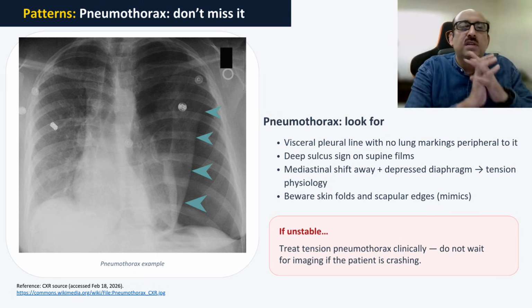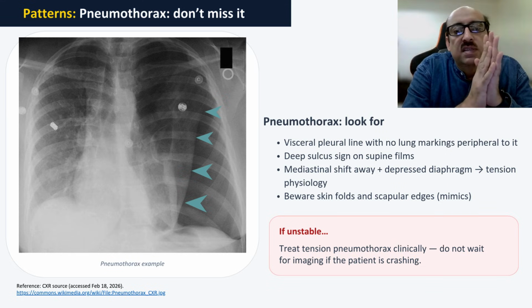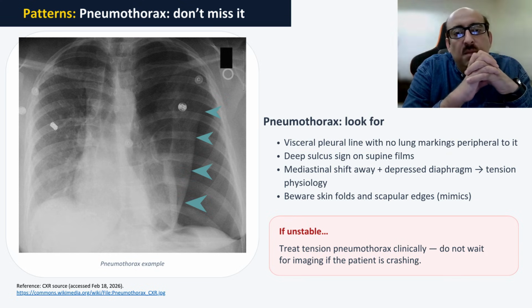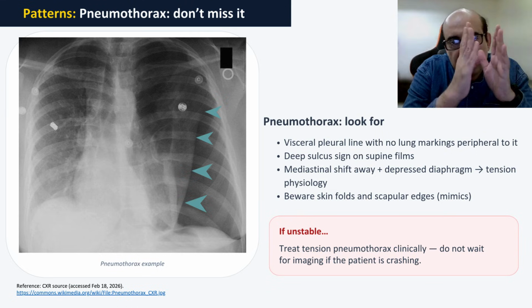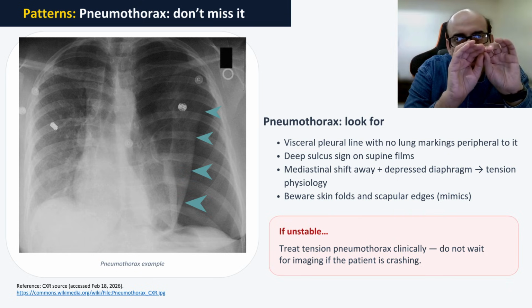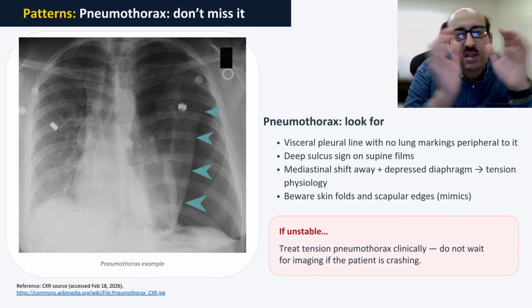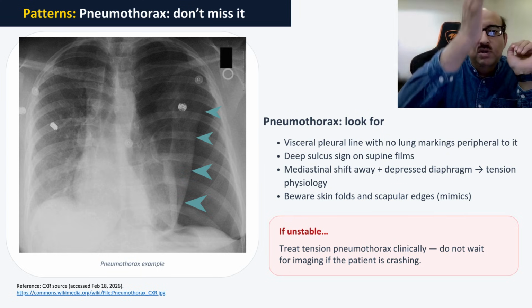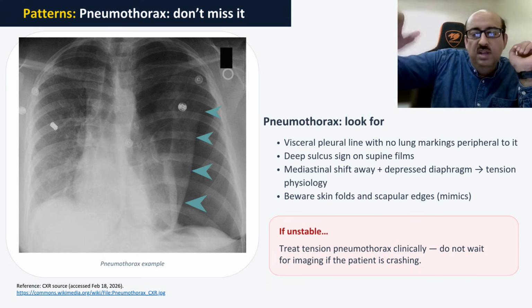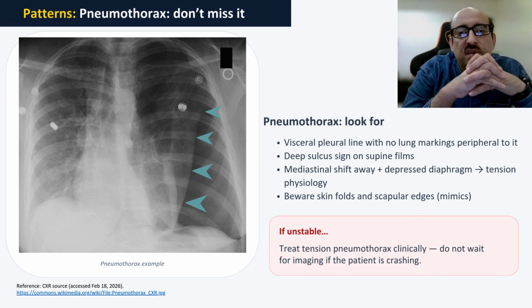Now, some of the pitfalls: skin folds and the medial border of the scapula may confuse you as a pneumothorax edge, but in that situation the lung markings will still track over the scapula, and also the scapular border doesn't come down up to the diaphragm, so it just curves laterally. So if you look closely and magnify the chest x-ray, the scapular border will not be tracked up to the diaphragm.